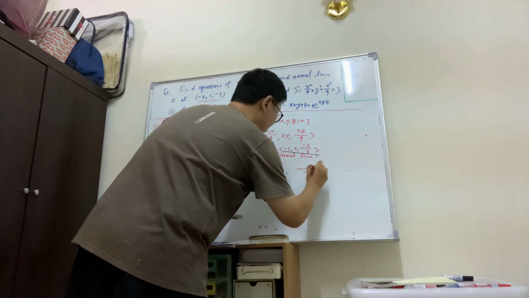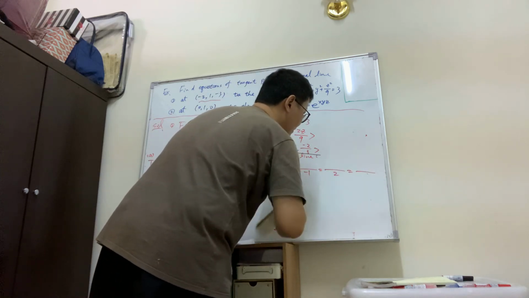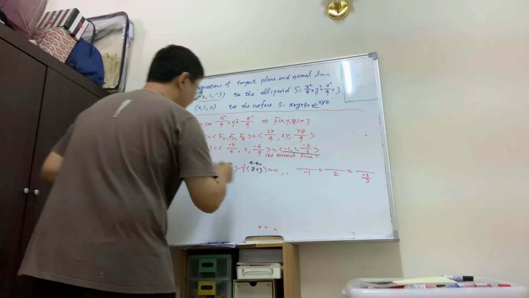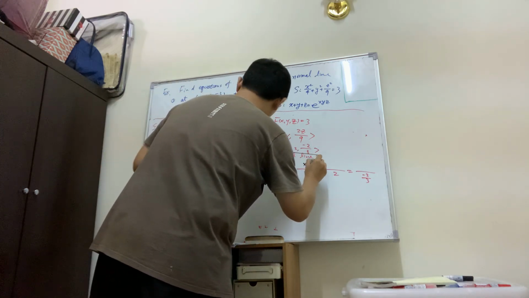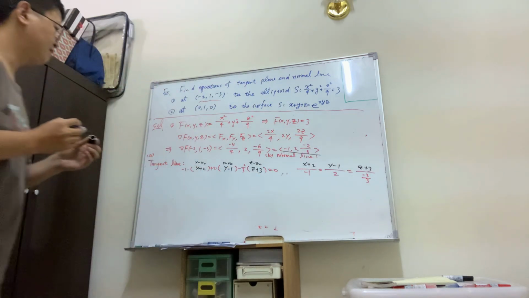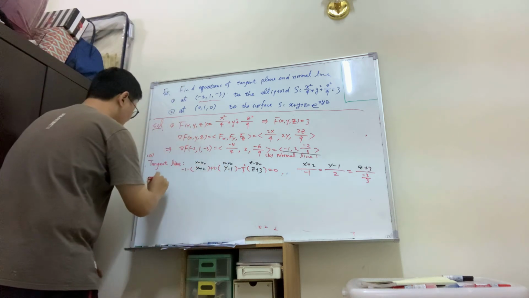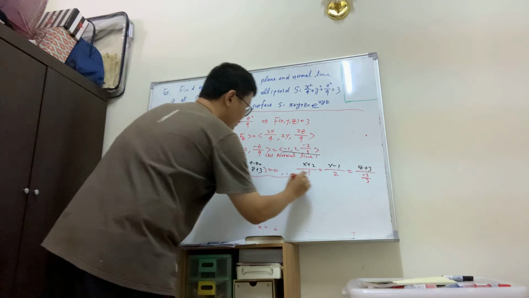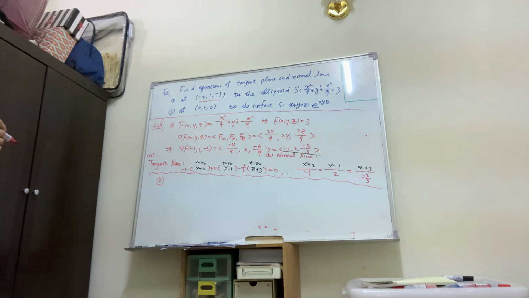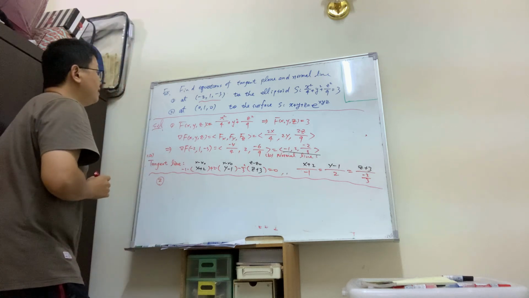It's negative 1, 2, negative 2 over 3 in the denominator. And the numerator is this: x plus 2, y subtract 1, z plus 3. Right? Just the solution. Use the formula. You could write down a solution directly. This one. And now let's see the second question.